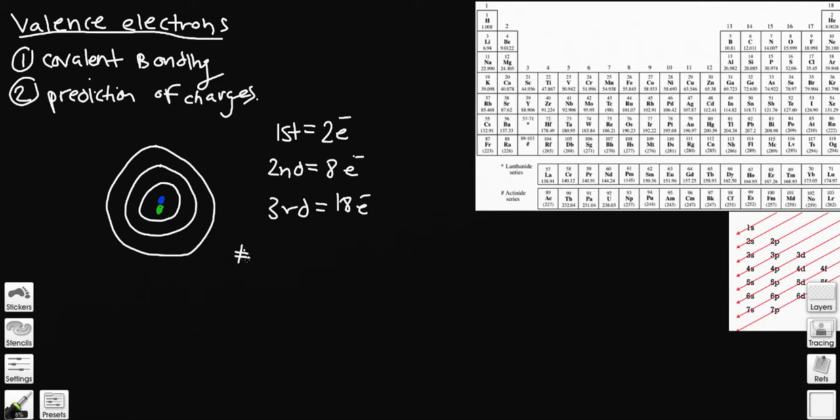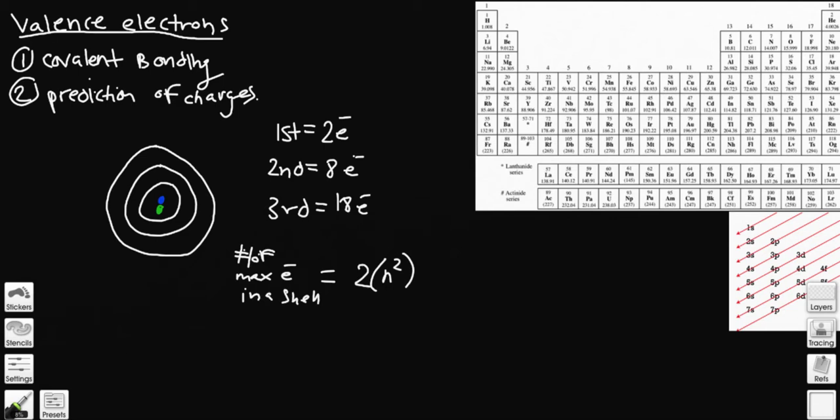The number of max electrons in a shell is 2(n^2). So let's take the second shell, for example. For shell number 2, we're going to replace n with 2. So 2 squared is 4, times 2, which gives us 8. Okay? So this is a formula you can use if you ever forget these electron numbers.